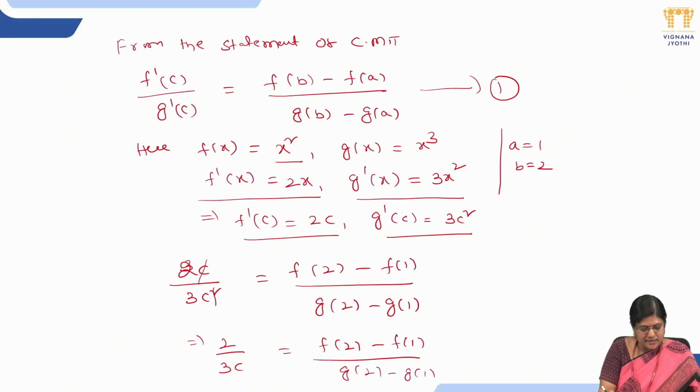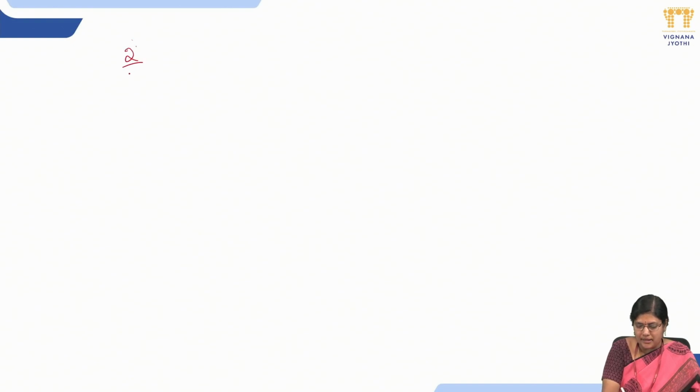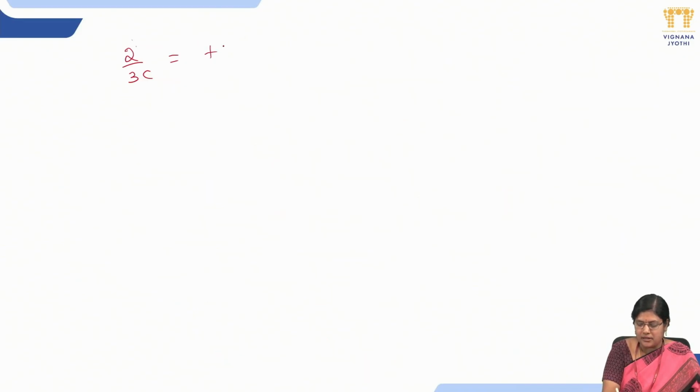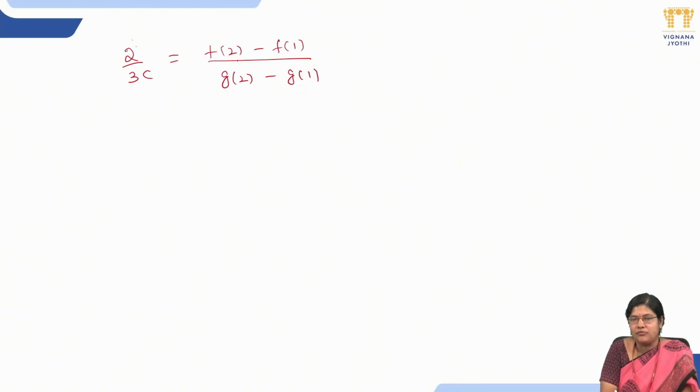Therefore, we have 2 by 3c is equal to f of 2 minus f of 1 divided by g of 2 minus g of 1. Now we are going to calculate f of 2 and f of 1 values using the given functions. The given function f of x is x square and g of x is equal to x cube.